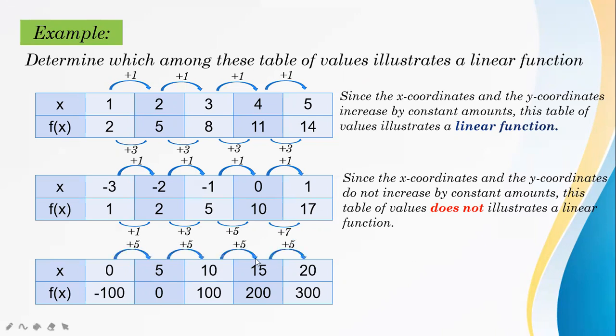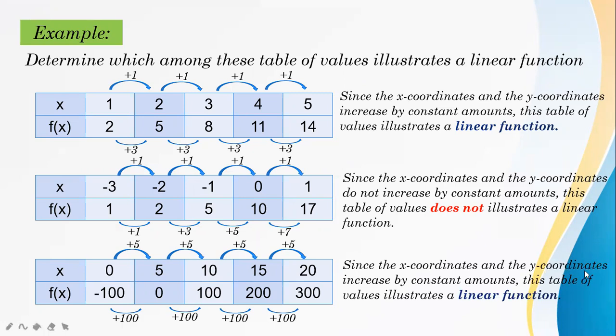Then we have number 3, with a constant increase of 5 units. So 0 plus 5 is 5, then 10, 15, 20. And how about the f of x? For the f of x, we have 100 units, so it increases by a constant amount. Therefore, since the x and y coordinates increase by constant amounts, this will be an example of a linear function. So this table is a linear function.